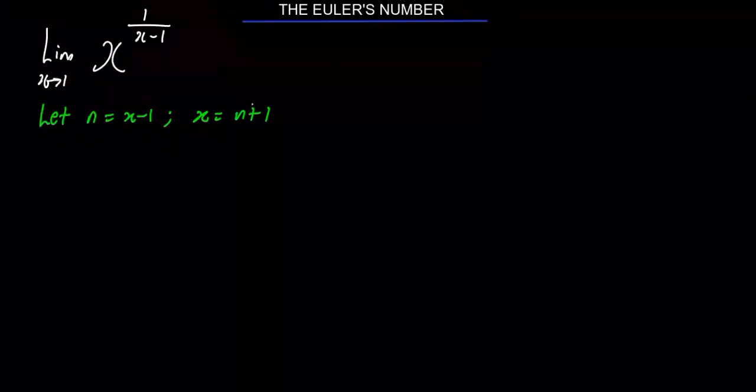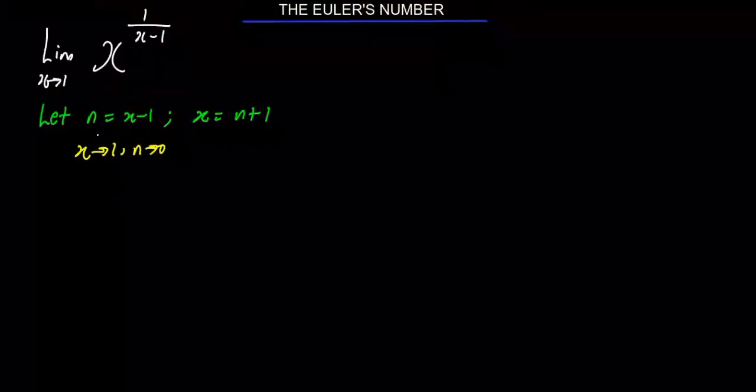So looking at what I'm having here, as x tends to 1, what happens? If x tends to 1, you see that n will tend to 0. As x tends to 1, n tends to 0. Because if I put 1 here, 1 minus 1 will be 0. Good. So let me now replace it back with what I have.